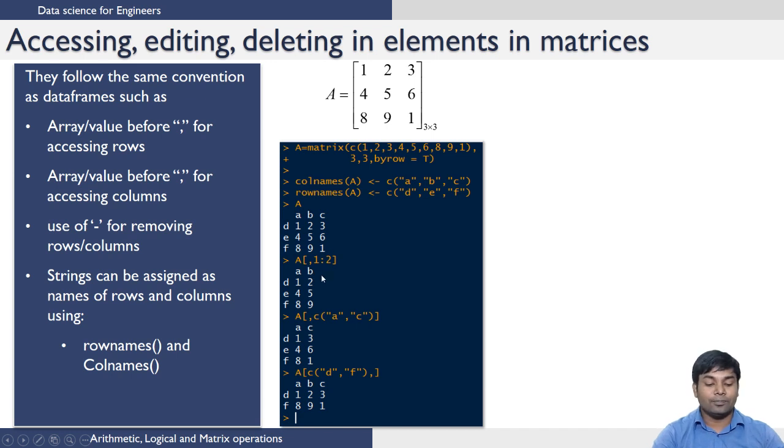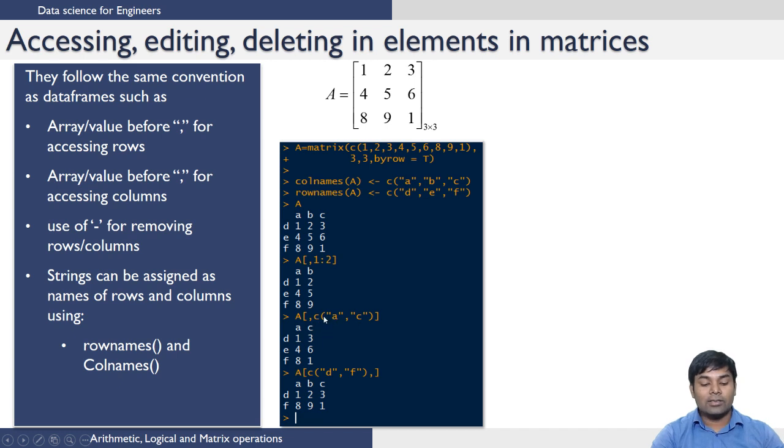is named as F. Now, let us suppose you want to access the first two columns. You can use the same convention as what we have used for data frames. A with a square bracket, nothing before the comma, and then you want to access 1 to 2, that is the first two columns of A. You have to give that array here and then it will access the first two columns of A.